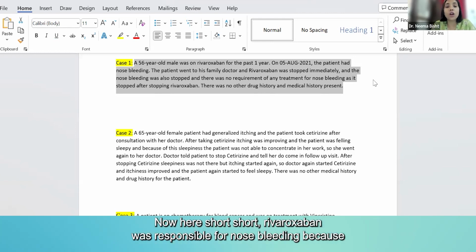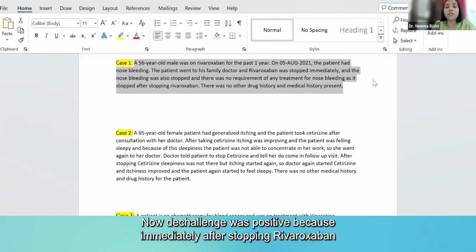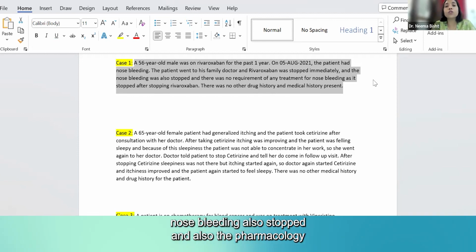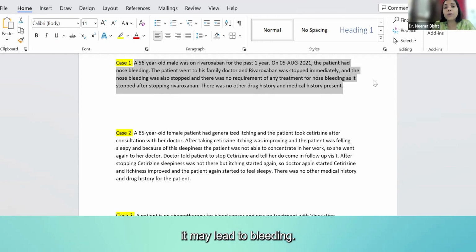Now here, in short, rivaroxaban was responsible for the nose bleeding. In this case, the suspected drug is rivaroxaban. The suspected event is nose bleeding. Dechallenge was positive because immediately after stopping rivaroxaban, the nose bleeding also stopped. And also, the pharmacology of rivaroxaban, its mechanism of action, the way it works, may lead to bleeding. So it happened because of rivaroxaban only.